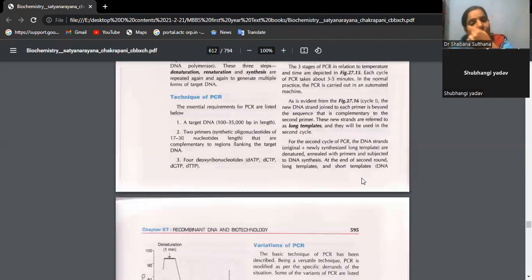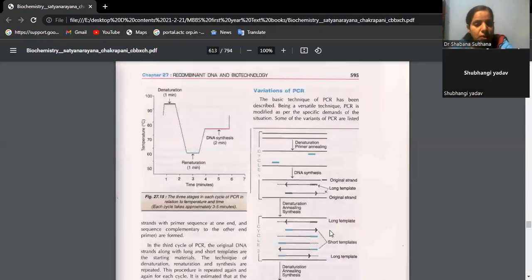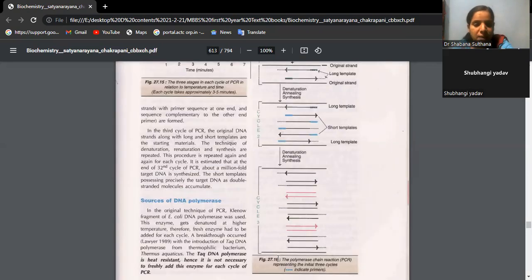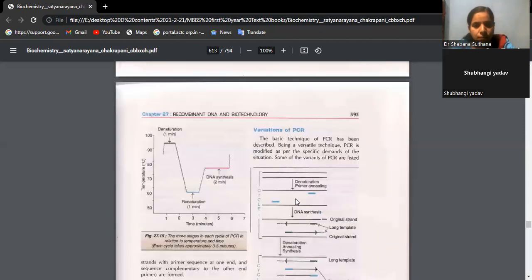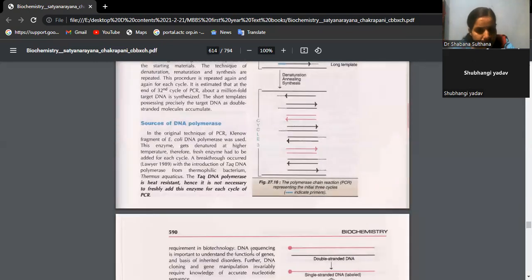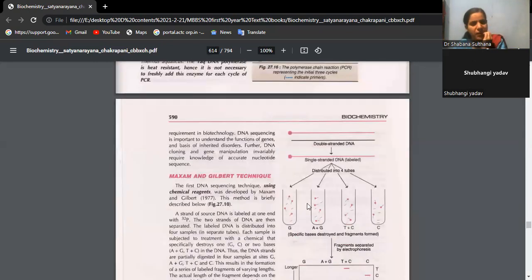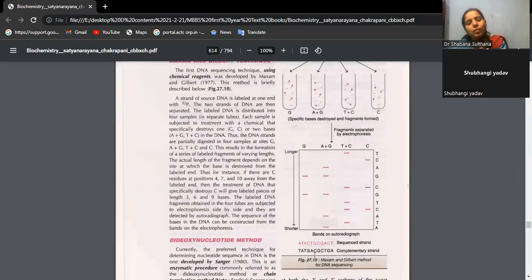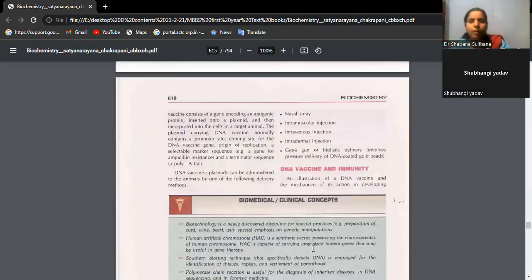So you just read the technique with the help of the picture given here, what I have just shown you. Figure 27.16. Then you will be able to write it very easily. That's it. That is all, nothing more in this.